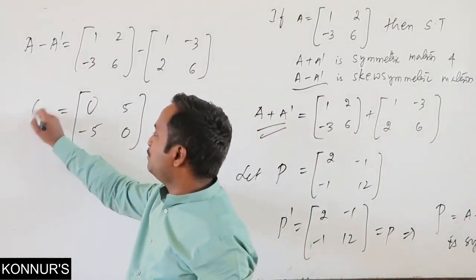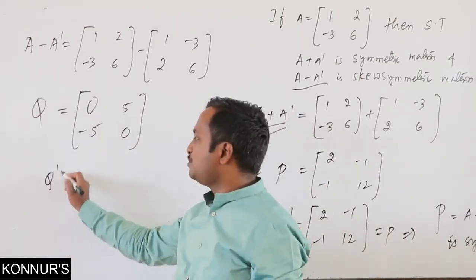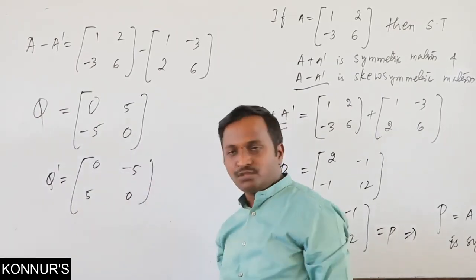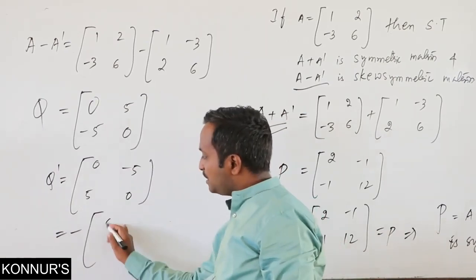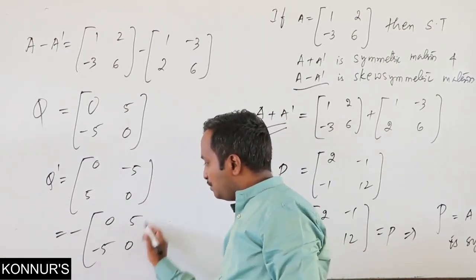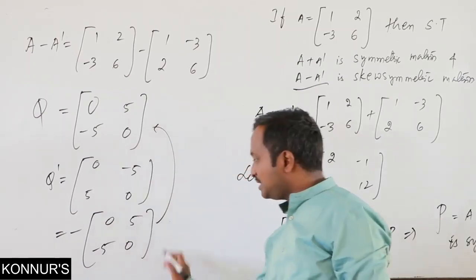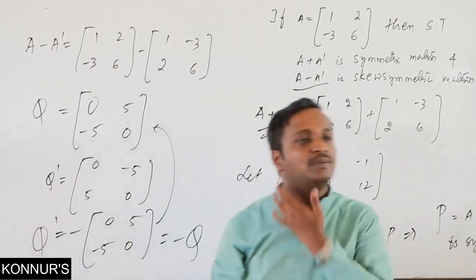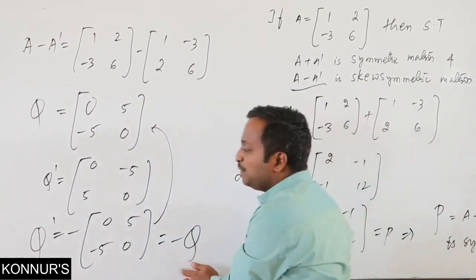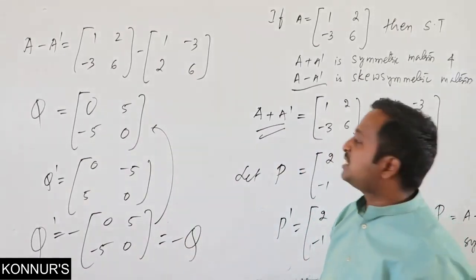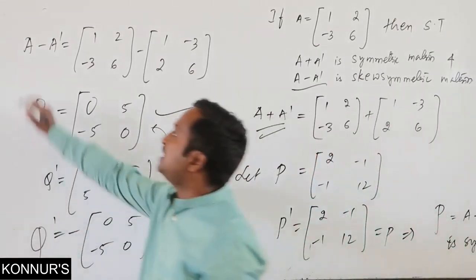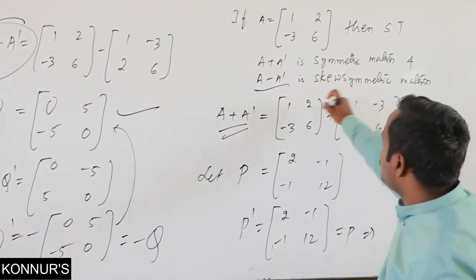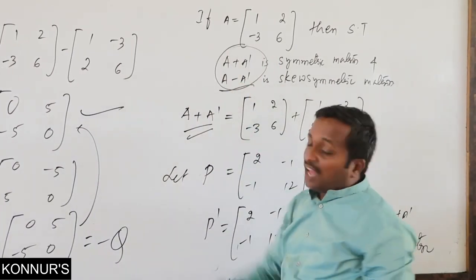Let us take this as Q. Q dash becomes what? 0, minus 5, 5, 0. Row becomes column, column becomes row. Taking minus outside, 0, 5, minus 5, 0. Both are same. This is nothing but minus Q. Q dash is equal to minus Q. Therefore Q is skew symmetric. Q is what? A minus A dash. A minus A dash is a skew symmetric matrix.